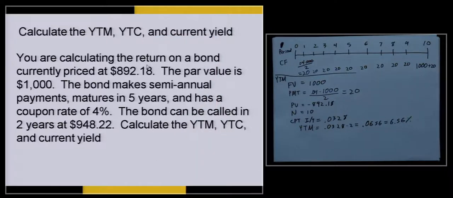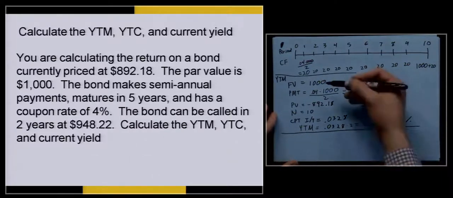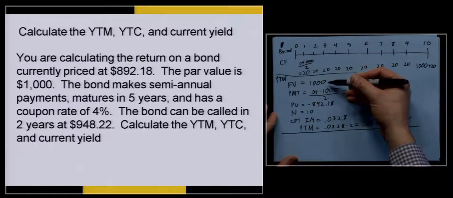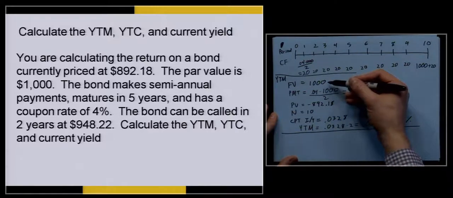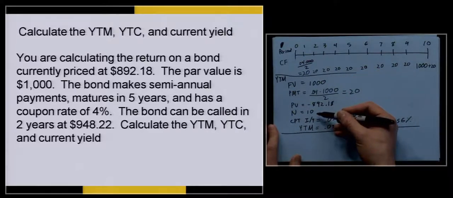Remember, with our yield to call, the only two things we're changing are our FV and our N. We're going to replace our FV with the call price. That's the price that the company or the firm that issued this bond is going to pay us as the bond investor if it calls this bond early. And the N is going to be the time until the bond is called. So in this example, this bond can be called in 2 years. And that means that our N here is not going to be 10, it's going to be 4. So 2 years times semi-annual payments.